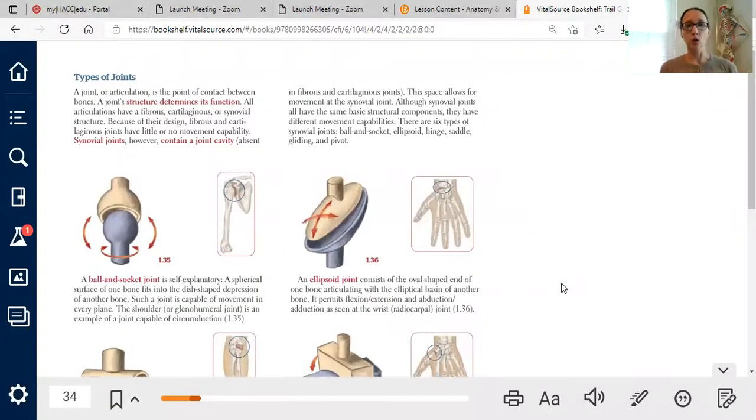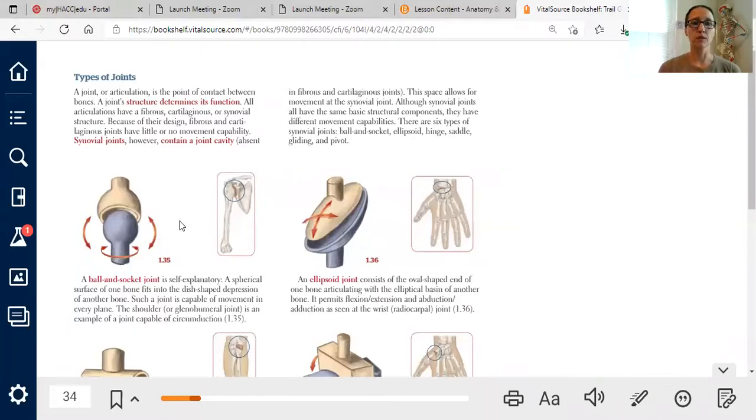So a joint itself is called an articulation. I do use these words interchangeably. I use articulation to mean joint and joint to mean articulation. Just fair warning. So the structure of a joint determines its function. But as I said, these are all synovial joints, so they all have a joint capsule and they're all freely movable. They just have different kinds of movements.